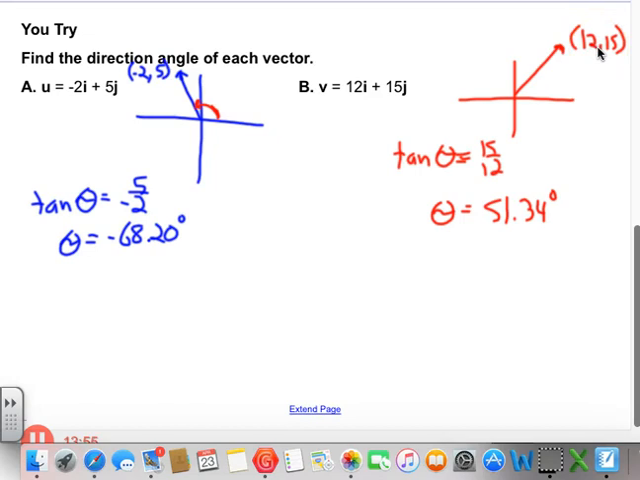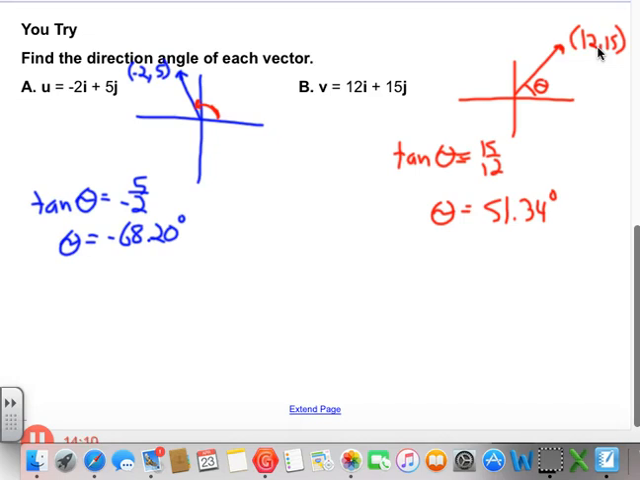So you've got your vector goes to 12, 15. So that theta that you found is in the first quadrant, right? So that answer we get is the answer we're going to use, 51.34. Now the first one's a little bit different.